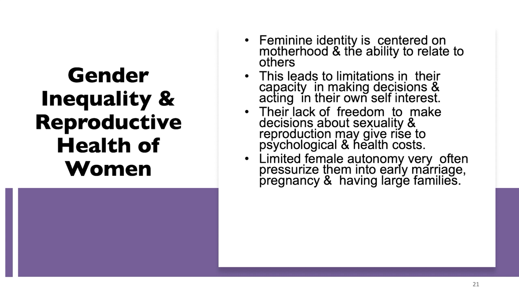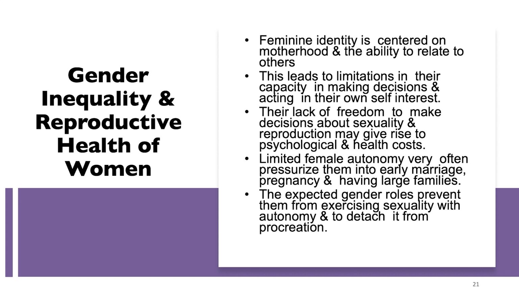And this would lead to limited female autonomy, because they can't make decisions. So sometimes they are pressurized into early marriage, early pregnancy, and having large families, because they can't decide on their own for themselves. And also this expected gender role prevents them from exercising sexuality with autonomy and detaching it from procreation.